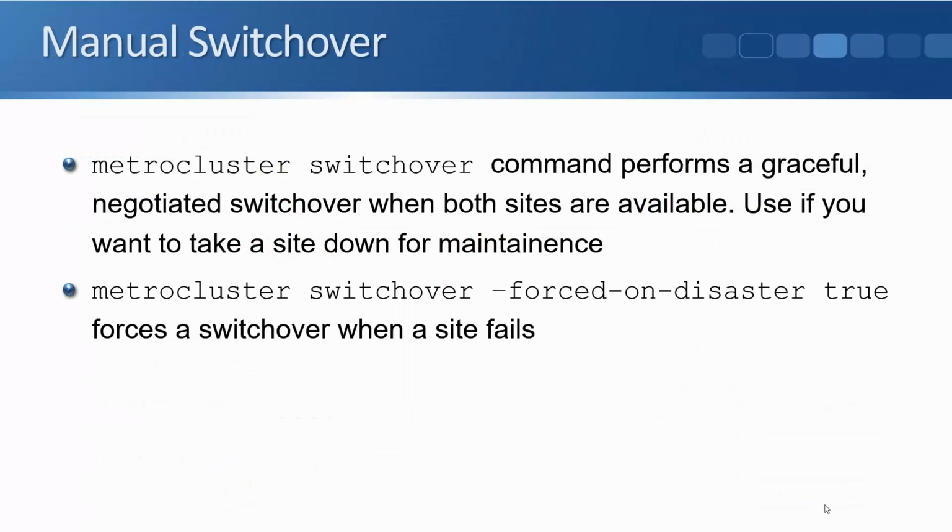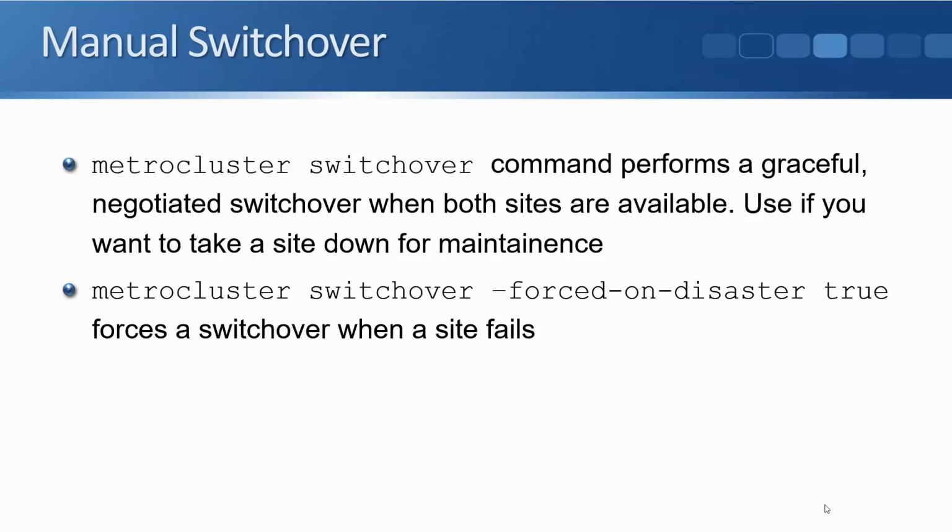So the first way that we can initiate a switchover is by doing it manually. Here, the administrator verifies that a site really has gone down and we do need to switch over to the other side. The command to use is metrocluster switchover. If we enter the command while both sites are still available, this will perform a graceful negotiated switchover. So you would do that if you wanted to take a site down for maintenance.